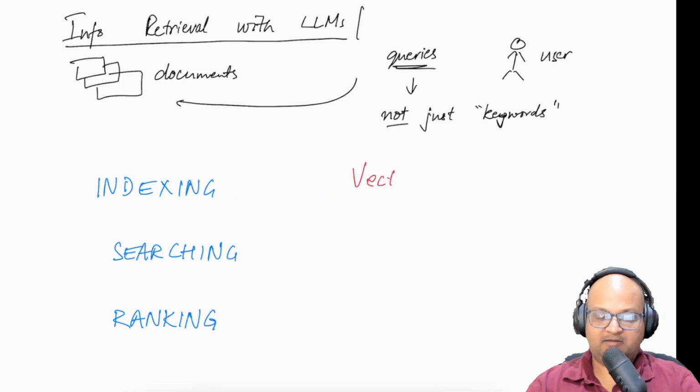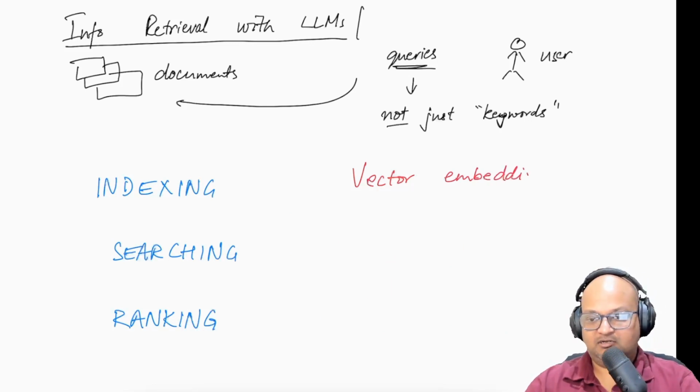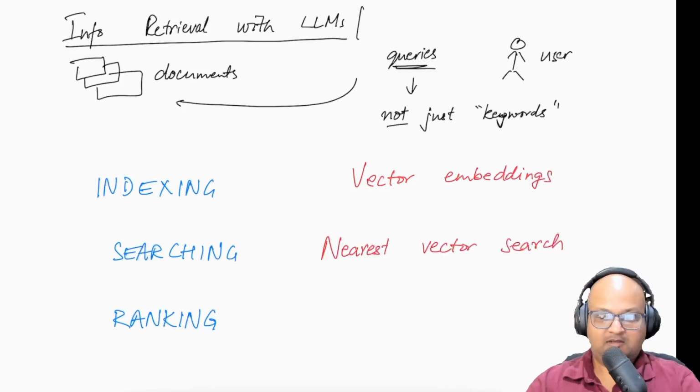Now, what's happening in this new style of search is that for the index data structure, we use something called a vector embedding. And for searching, rather than looking up an index, we search our vector embeddings not for exact matches, but for vectors that in this vector space are the nearest neighbors to our query, also expressed as a vector. And then for the ranking phase, we don't really have ranking per se, but we prompt an LLM.